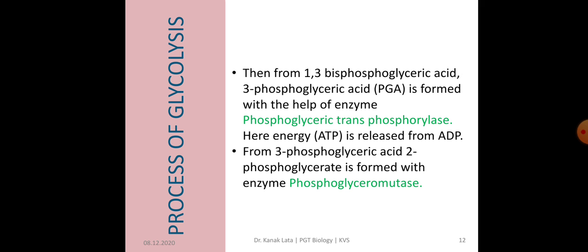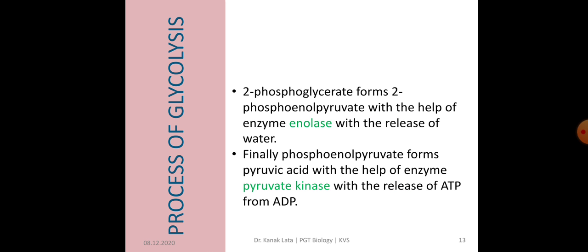Then from 3-phosphoglyceric acid, 2-phosphoglycerate is formed with enzyme phosphoglyceromutase. Now from 2-phosphoglycerate, phosphoenol pyruvate is formed with the help of enzyme enolase. Here there is release of water, and finally phosphoenol pyruvate forms pyruvic acid in the presence of enzyme pyruvate kinase with the release of ATP from ADP.